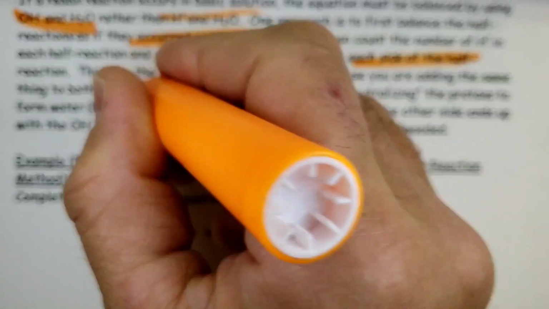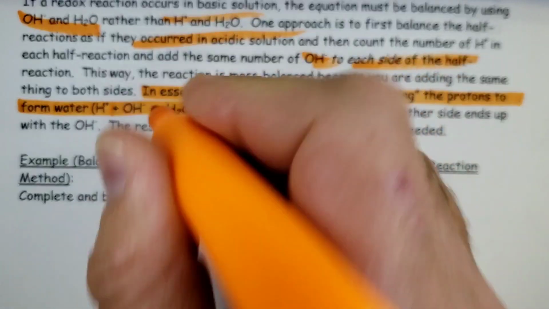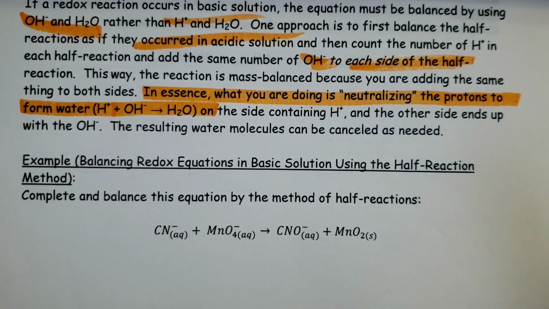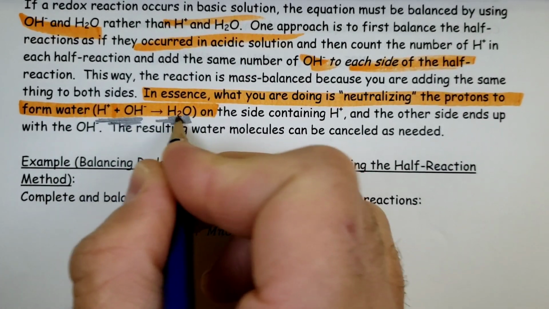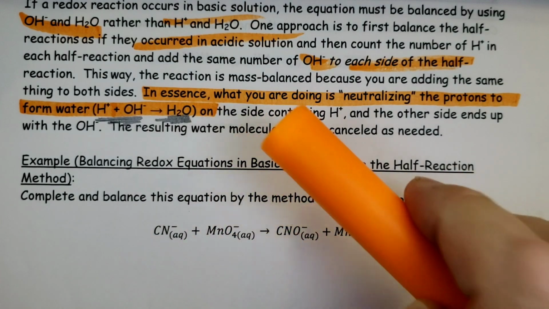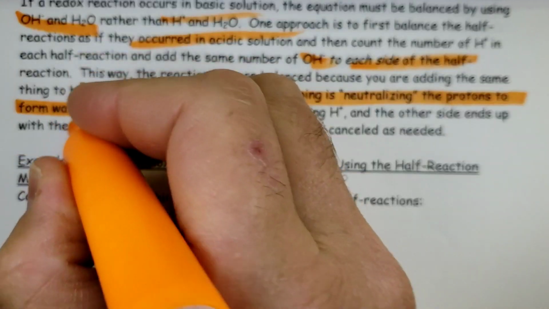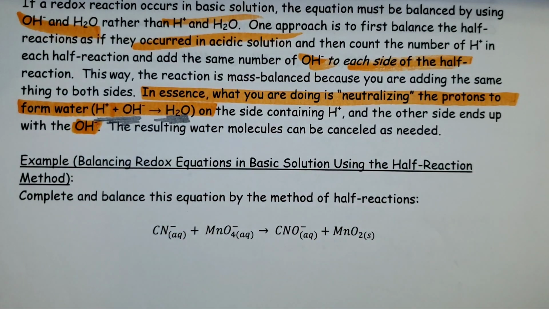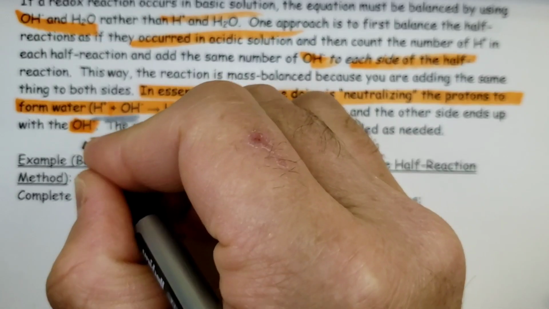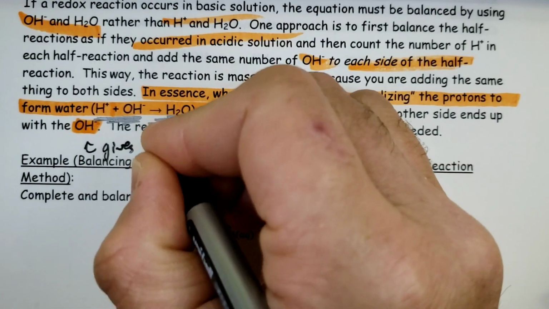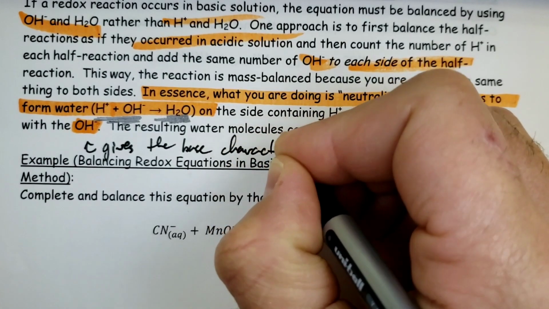In essence, what you are doing is you're neutralizing the H pluses with the OHs. Because H and OH makes, what are those? Water on the side containing H plus. And then the other side ends up with the OH minus, which gives it the base characteristic.